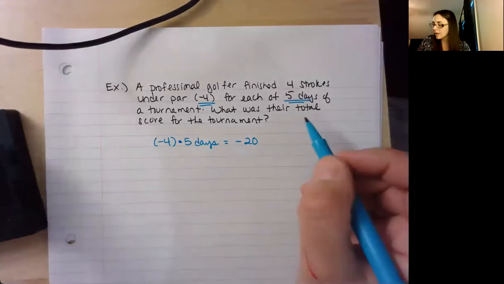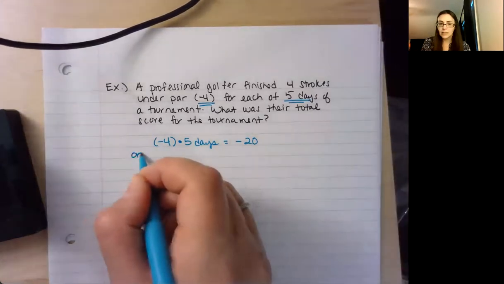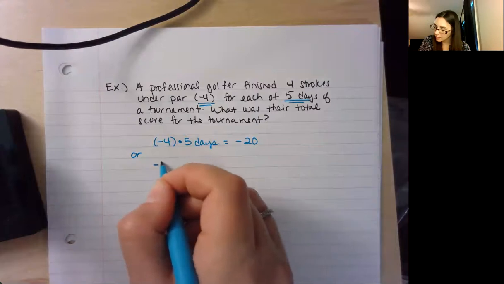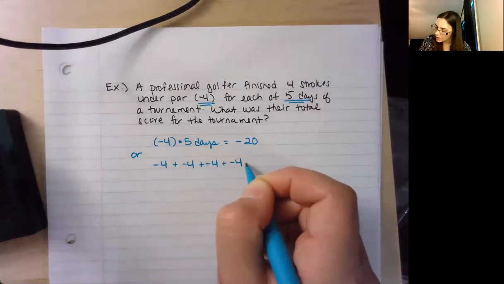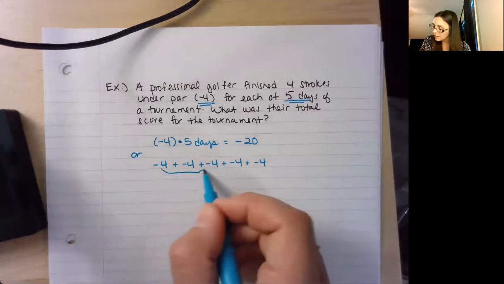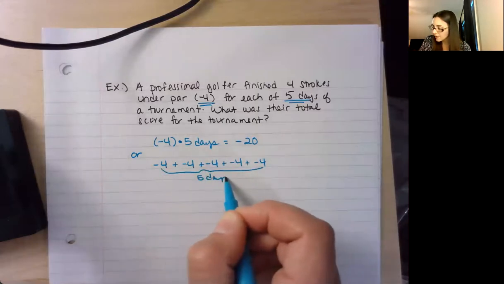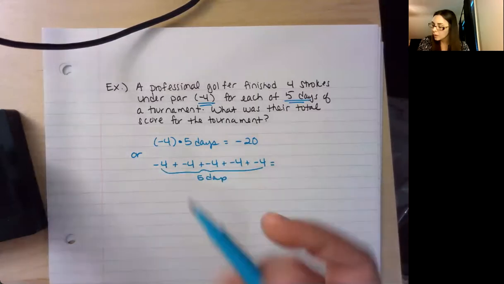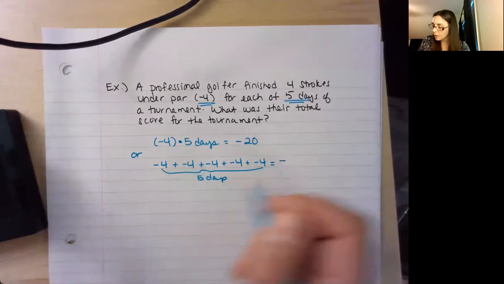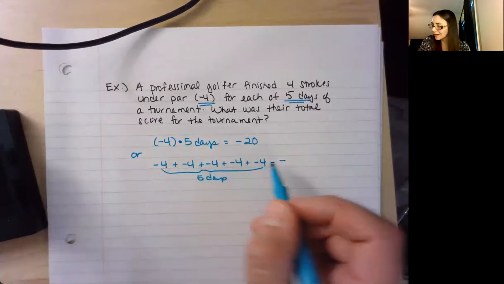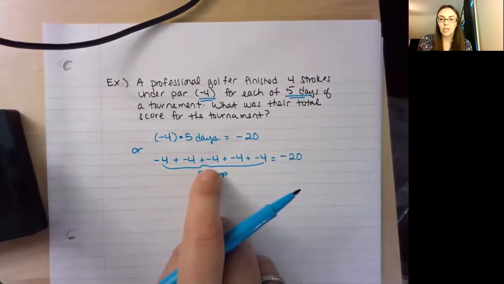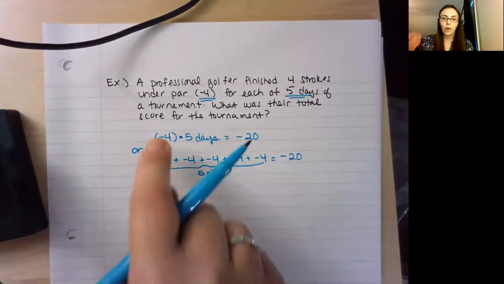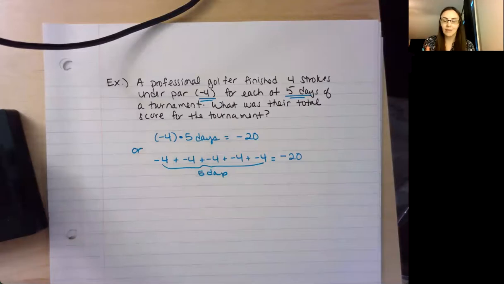Another way to think of it is you do have that keyword total. Total means to add. So you could also think of this as -4 plus -4 plus -4 plus -4 for each of the 5 days. And you'll notice that when we add, we keep the sign for the negative, and 4 plus 4 plus 4 plus 4 plus 4 is 20. So either way, you get the same answer. It's kind of cool because we talked about how multiplication was just repeated addition, and it still works with negative. So it's still the same definition that multiplication is just repeated addition.